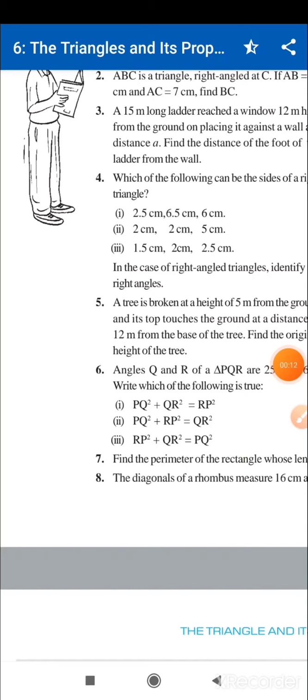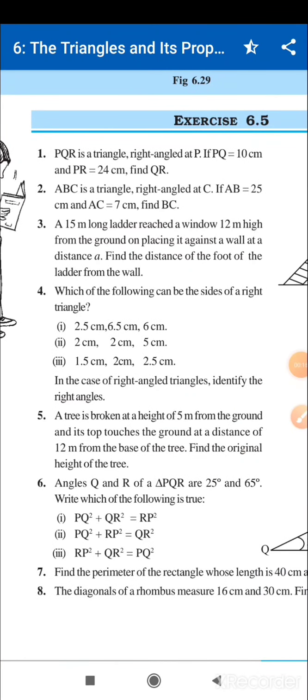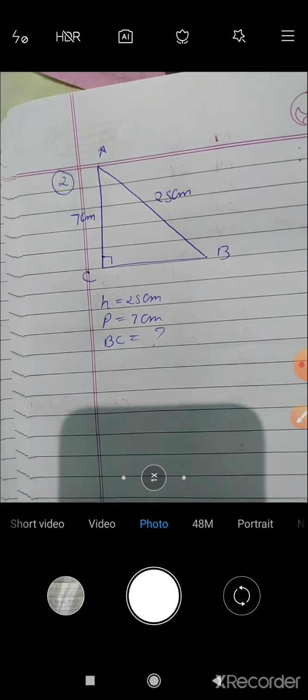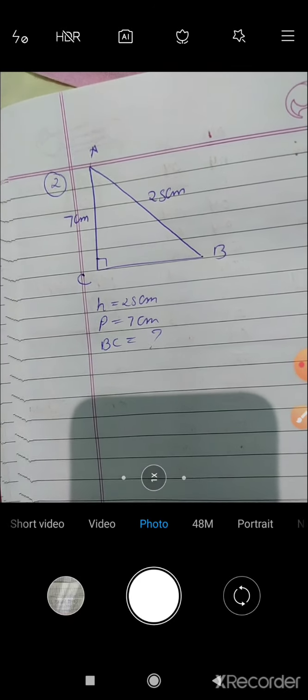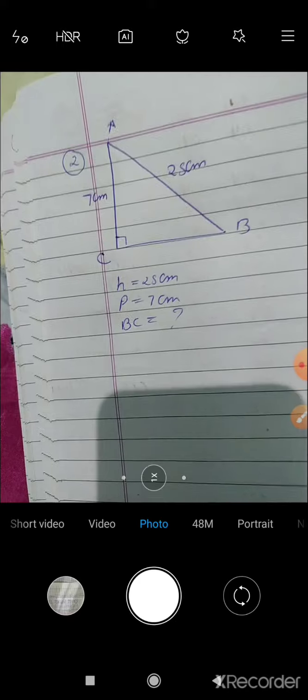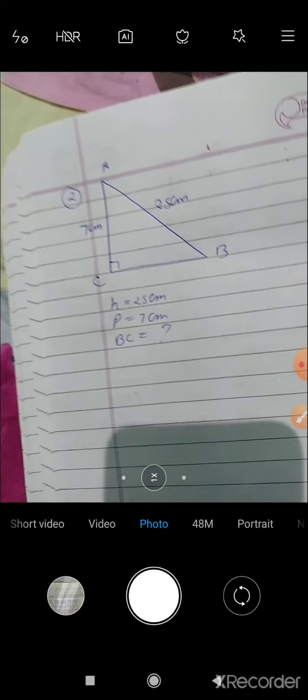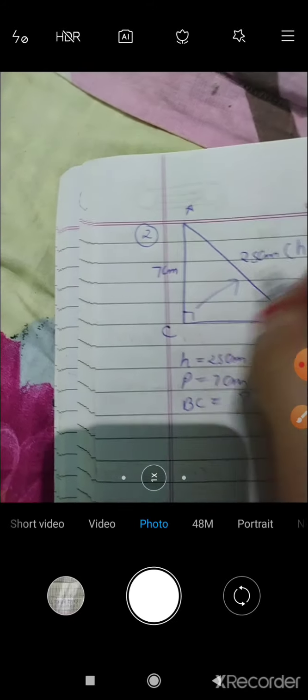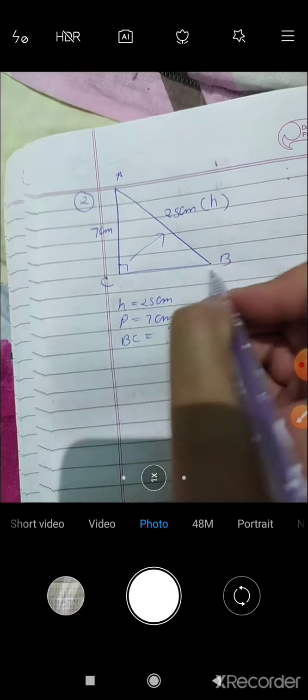Now move to the second question. The second question of this exercise is: ABC is a triangle right angled at C. If AB is equal to 25 centimeters and AC is equal to 7 centimeters, find the value of BC. So here we have triangle ABC, which is right angled at C, and the measurement of AC is 7 centimeters, the measurement of AB is 25 centimeters, and we have to find the value of BC. It is clear from the question that the hypotenuse of this triangle is 25 centimeters. We have to find the base, and the perpendicular of this triangle is 7 centimeters.